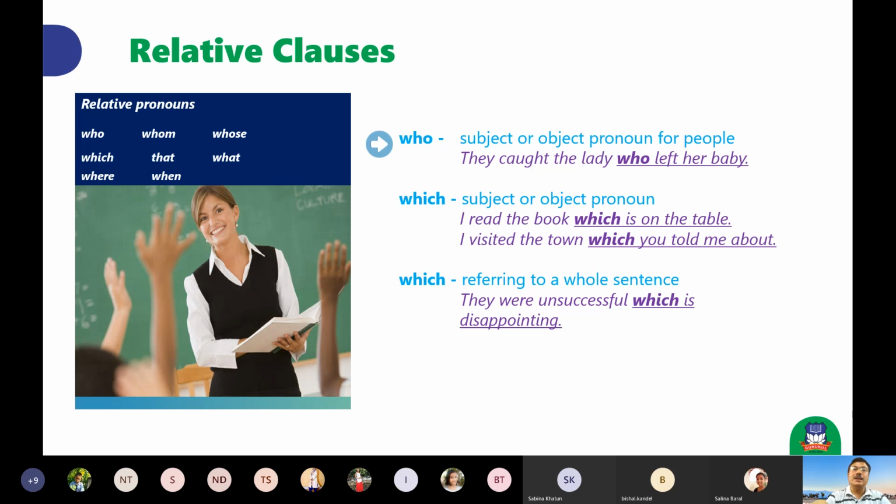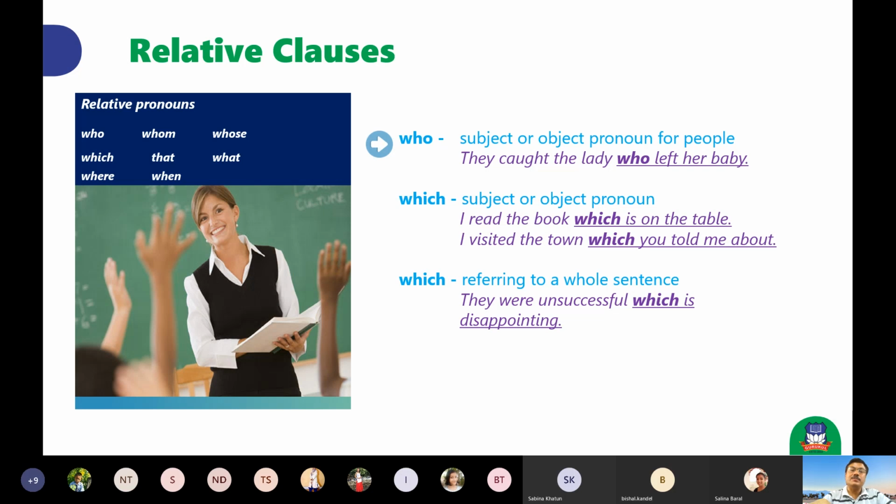They caught the lady who left her baby. Look, who is the relative pronoun and who left her baby is a relative clause, and this is just after the lady. Okay, so it is subjective here, who left her baby, so subject. Okay, and they cut the lady.